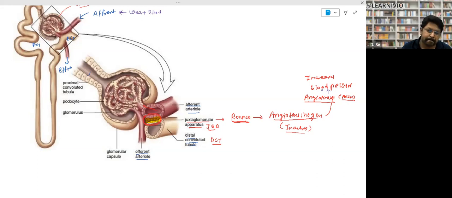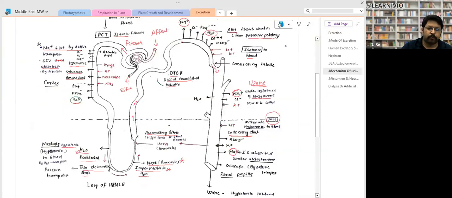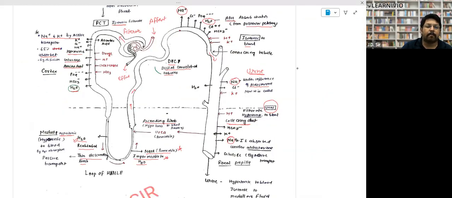Yes, sir. This is very important. Mechanism of urine formation. It is a very complex process.